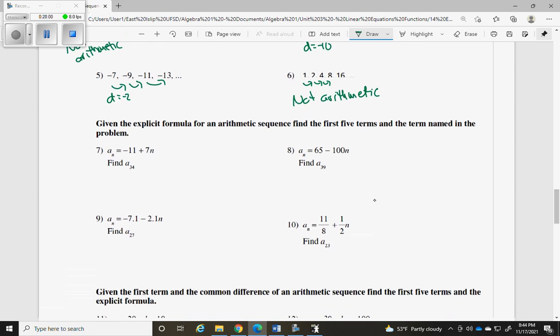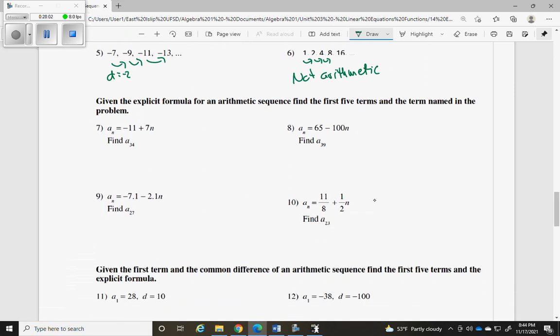Let's just take a look at this. They're giving us the formula, and we're going to find the first 5 terms, and we're going to find the term that they're naming. So remember, to find the first term, you plug in a 1. So negative 11 plus 7 times 1 is negative 11 plus 7, which is negative 4. So the first term is a negative 4.